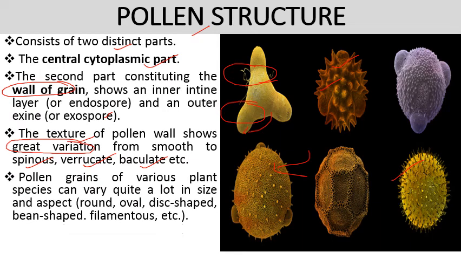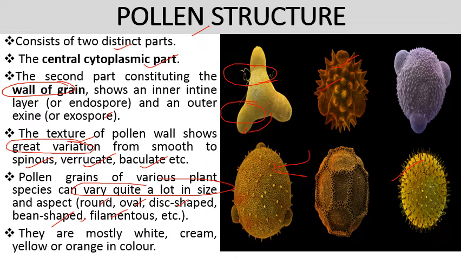Pollen grains of various plant species can vary quite a lot in size and aspect, that is round, oval, disc-shaped, bean-shaped, filamentous, etc. And they play a very important role in classification. They are mostly white, cream, yellow, or orange in color. If we talk about color, so they show color diversity also.